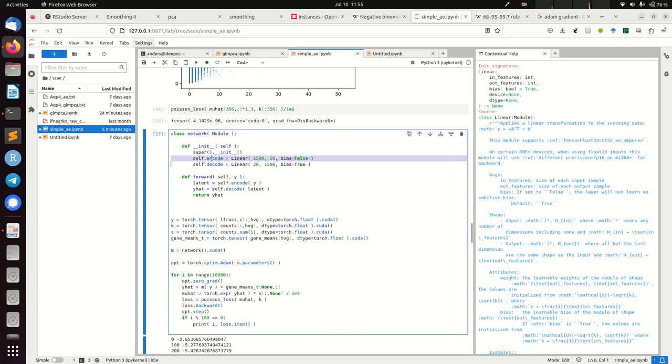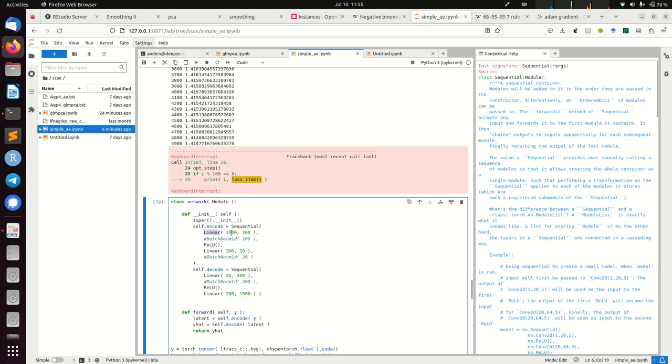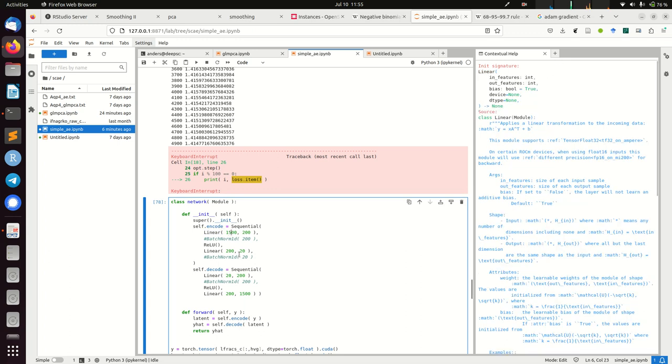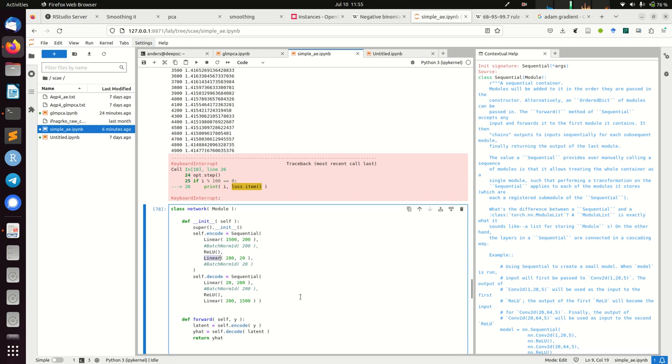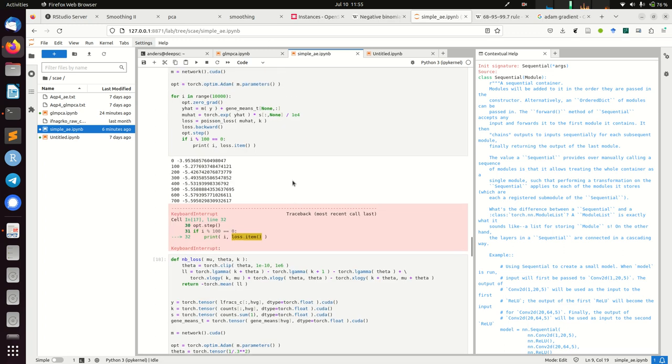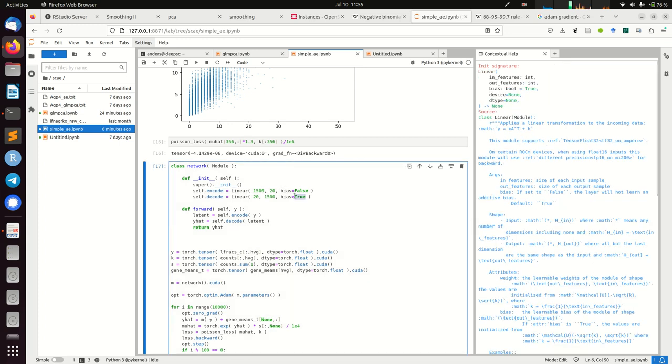I had here my encoder is just a linear thing, and then in the next thing I say the encoder is linear not directly from 1500 to 20, but in two steps, first from 1500 to 200, then this thing, the ReLU, and then a second linear thing from 200 to 20. And as you see, I've removed the bias is false, so now my bias is true, i.e. I can add it again. Oh, by the way, here I already put a bias is true.